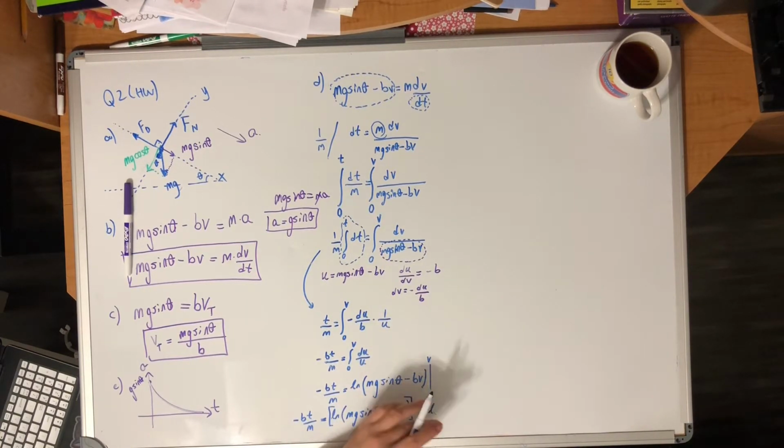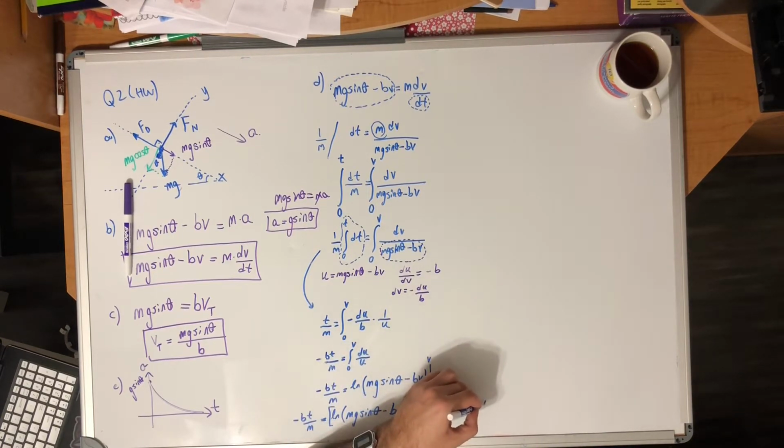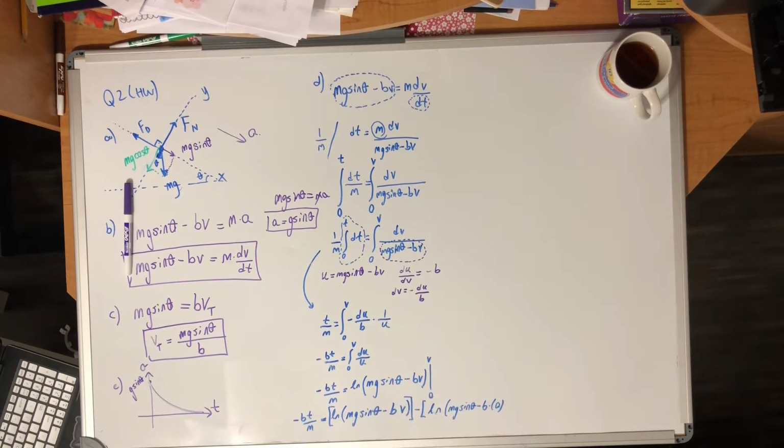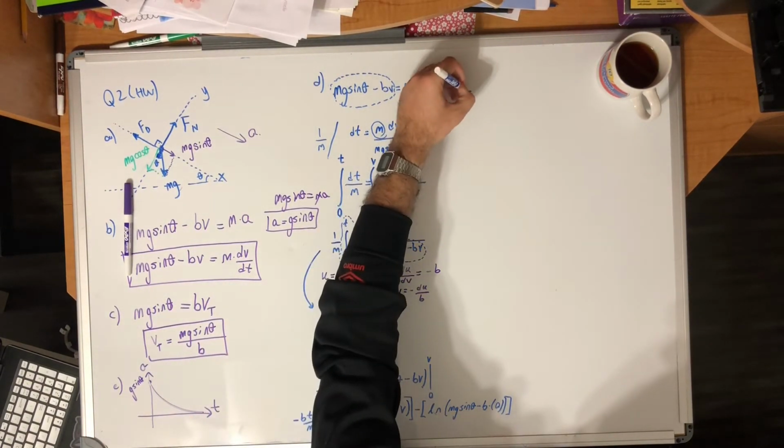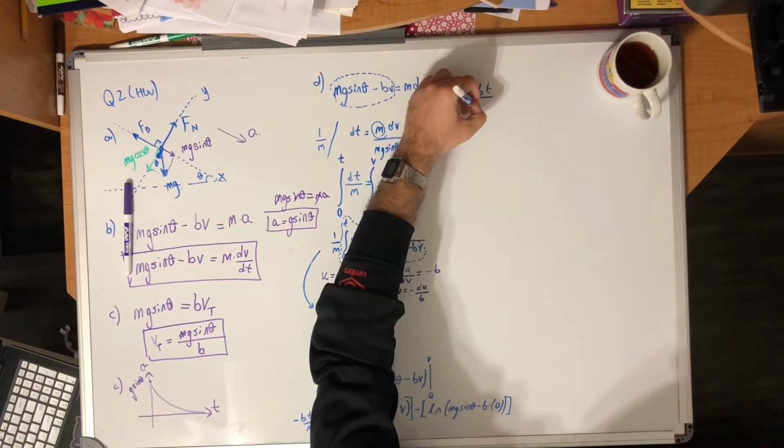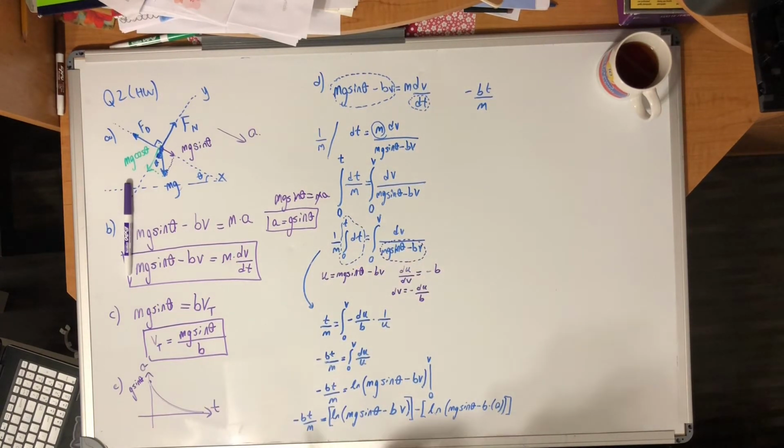So ln mg sine theta minus b times v, which is b times 0. And then I close the parentheses. And now, again, let's remember ln a minus ln b can be written as ln a over b. So I'm going to continue with that over there. So negative bt over m is going to be equal what?